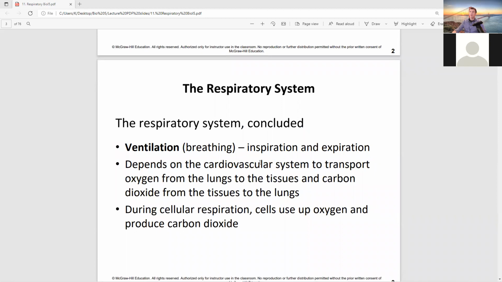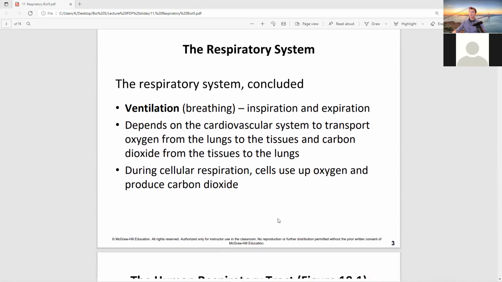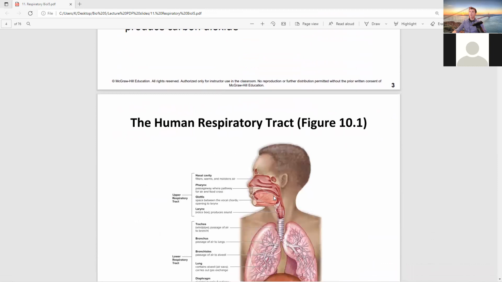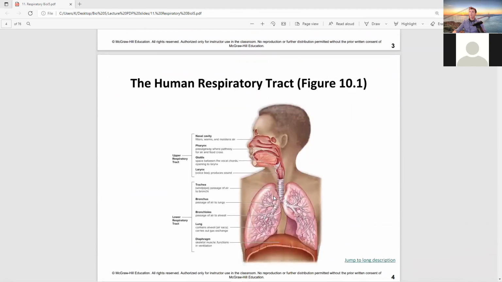So the respiratory system, ventilation or breathing, is inspiration and expiration, and depends on the cardiovascular system to transport oxygen from the lungs to the tissues and carbon dioxide from the tissues to the lungs. During cellular respiration, cells use up oxygen and produce carbon dioxide. So here's an image of the human respiratory tract. We have the upper respiratory tract, which has the nasal cavity, the pharynx, the glottis, and the larynx. Then we have the lower respiratory tract, which has the trachea, the bronchus, the bronchioles, the lung, and the diaphragm.